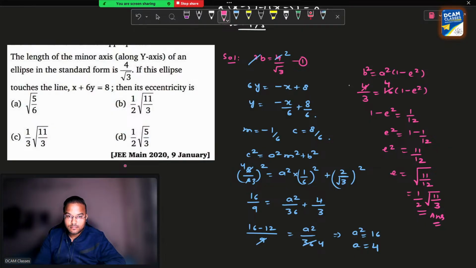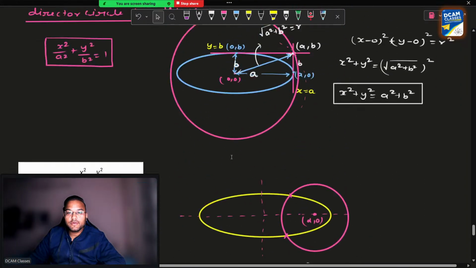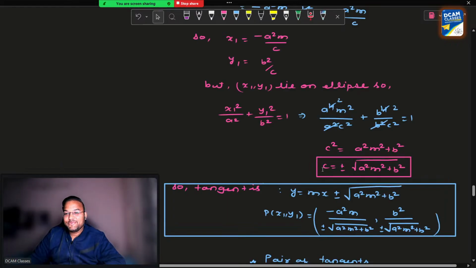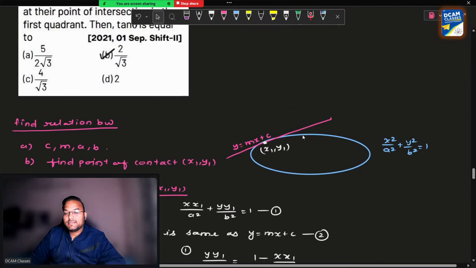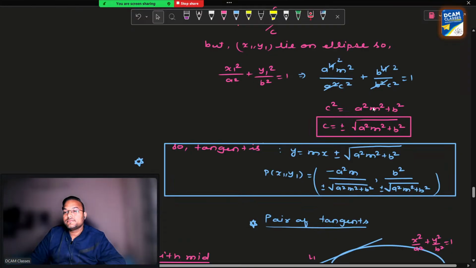So this was a formula: c square is equal to a square m square plus b square. Did you forget? Yes, sir, I'm trying some other. Did you forget this relation that I've done? If there is a tangent to the ellipse whose equation is y equals mx plus c, then I can write c square is equal to a square m square plus b square. This one. And the point of contact was this.